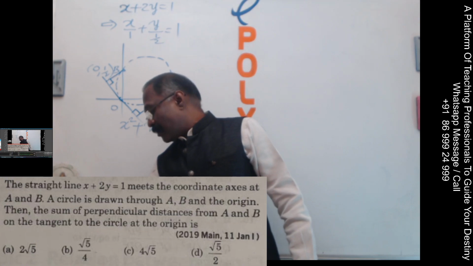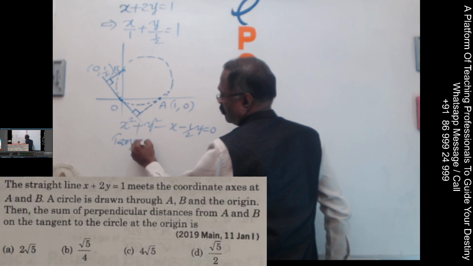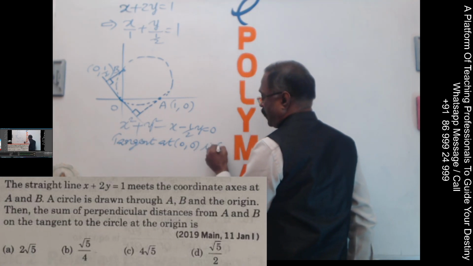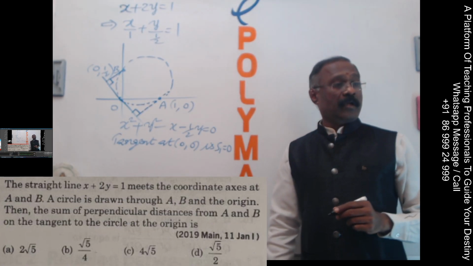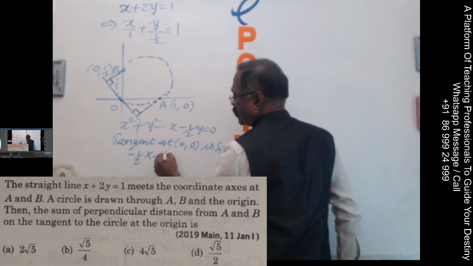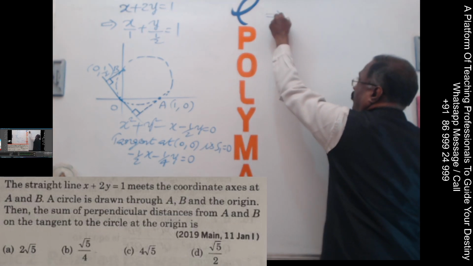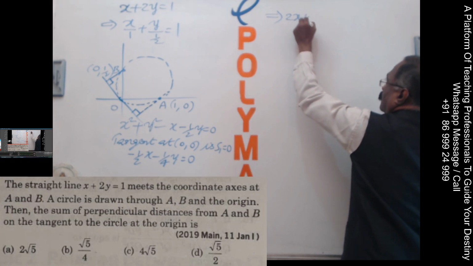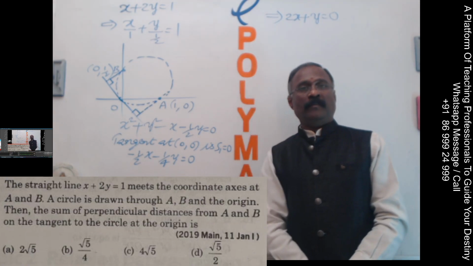So what is to be understood here? The tangent at (0, 0) is S1 equal to 0. If you apply (0, 0): minus 1 by 2 into x minus 1 by 4 into y plus 0 is equal to 0. So the equation of the tangent: 4 is the LCM, 2x plus y is equal to 0 is the equation of the tangent.